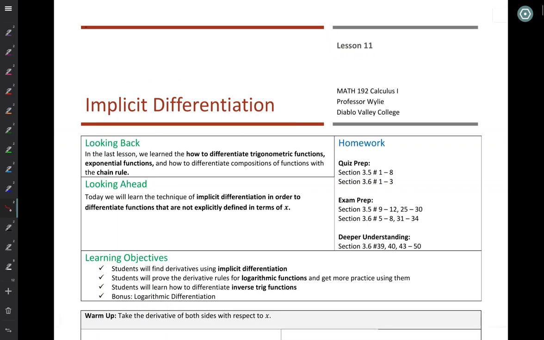Implicit differentiation is a technique that is used to take the derivative where y is a function of x, but you aren't able to explicitly solve for y. In other words, if you can't get y all by itself, this is a technique that you can use.